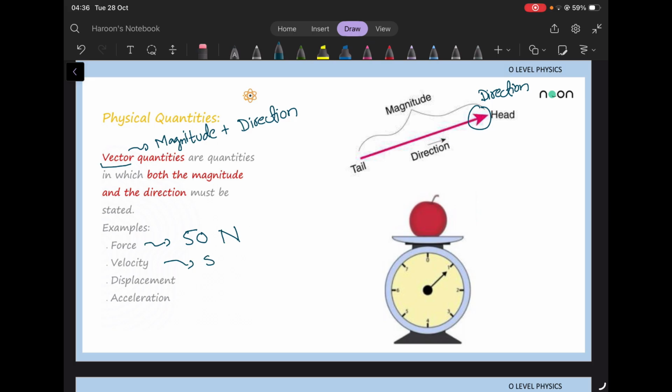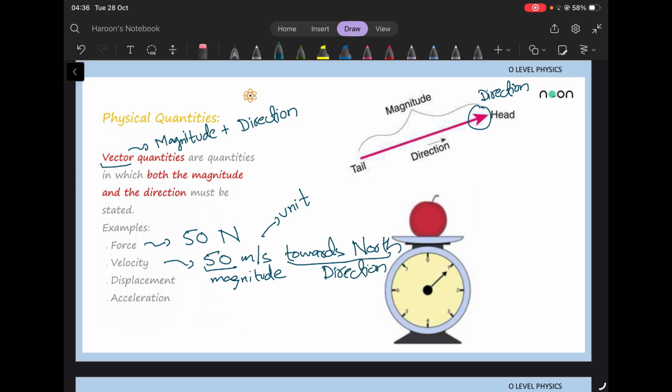So velocity, this would basically be speed with the direction, which we'll do in the next chapter. So let's say 50 meters per second towards north. This 50 is your magnitude. This meters per second is your unit. And this towards north is your direction. So when we add direction to speed, it becomes velocity.